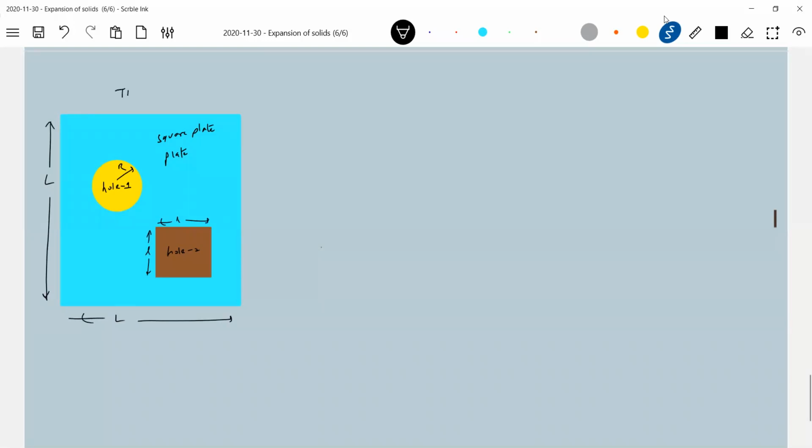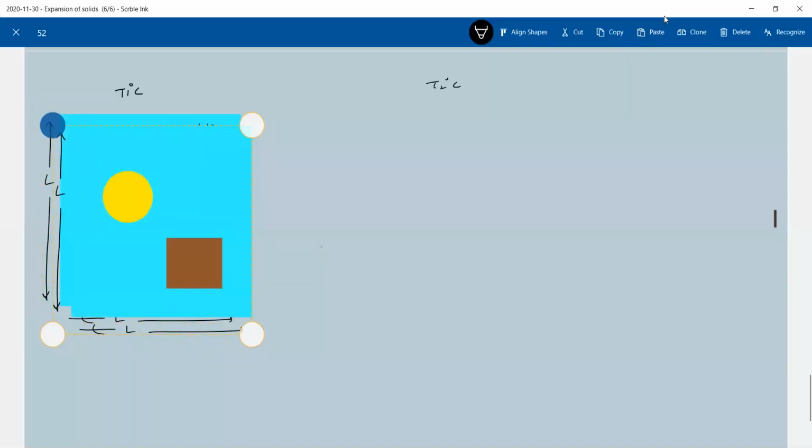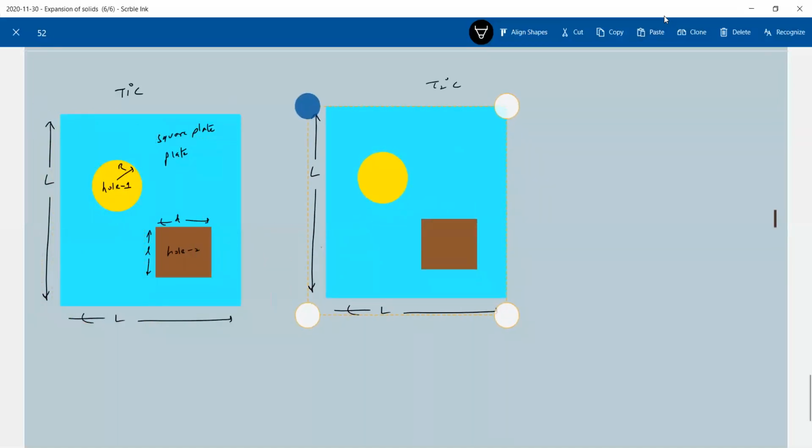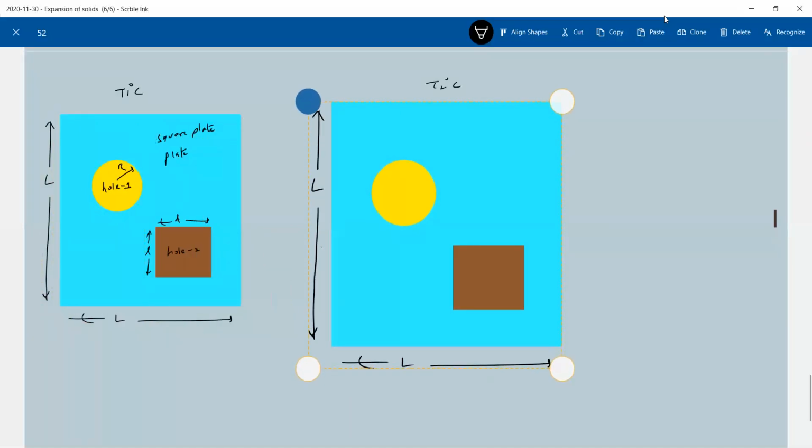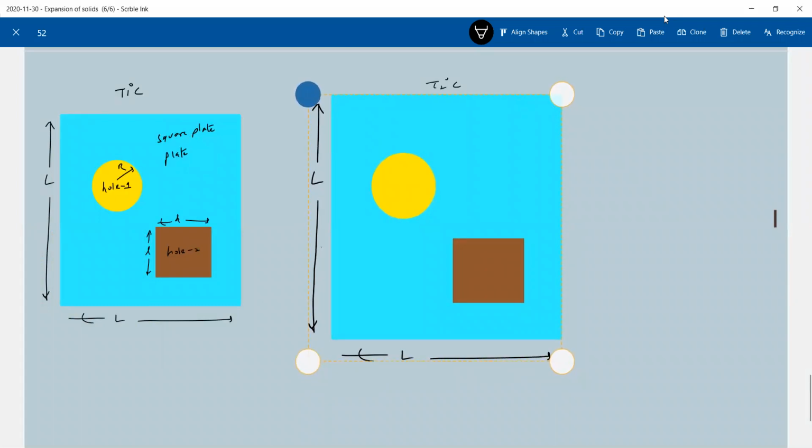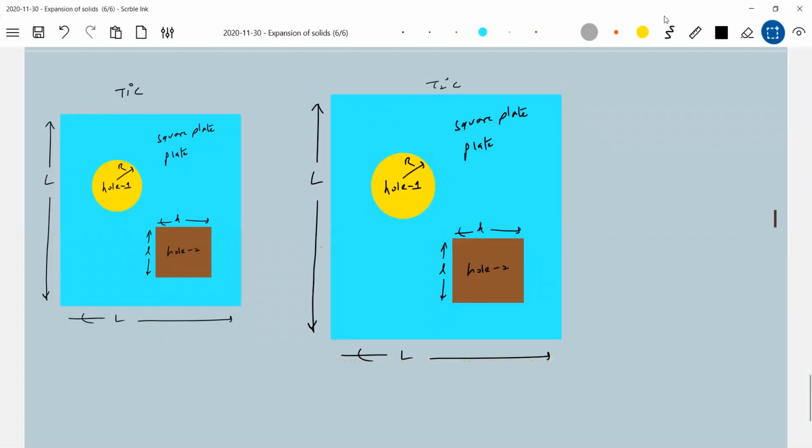I'll write the temperature, T1 degrees Celsius. Now at T2 degrees Celsius, R, small l, capital L, all are going to increase. R dash, L dash.